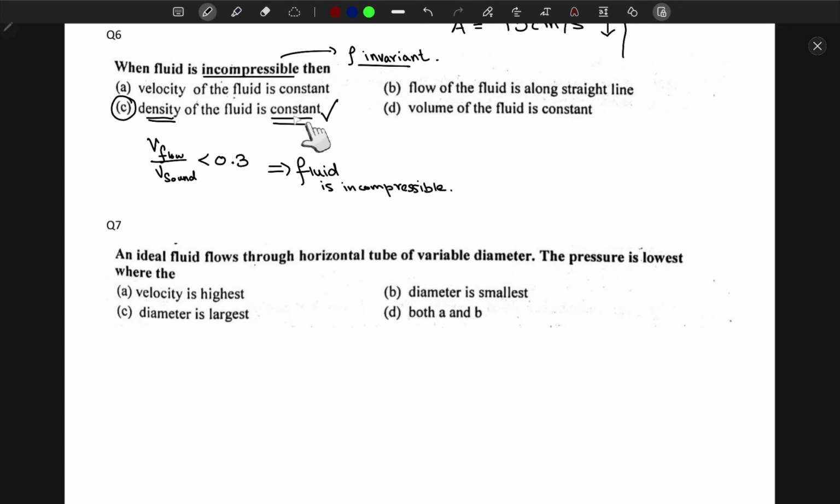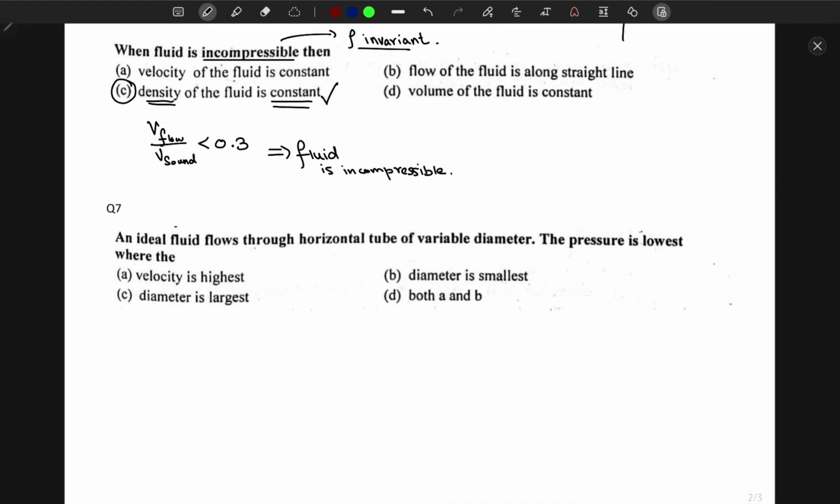Perfect. Okay, so with that, let's move on to question number 7. And question number 7 reads that an ideal fluid flows through a horizontal tube of variable diameter. The pressure is lowest where we have options: velocity is the highest, diameter is the largest, diameter is the smallest, or both A and B, where velocity is the highest and diameter is the smallest. So let's see.